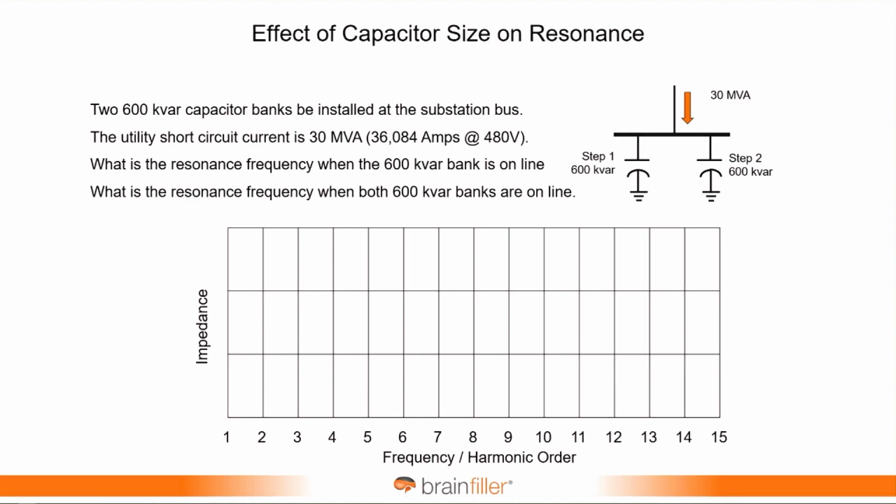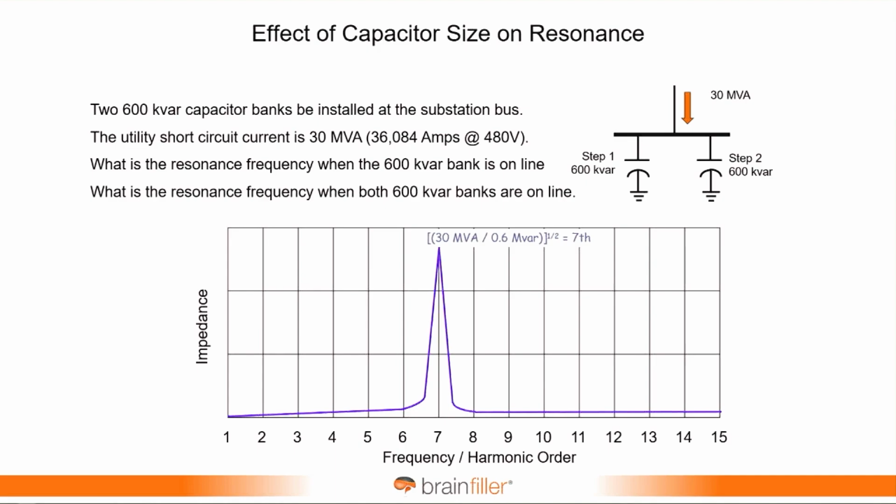When the first step comes online, using our approximation for parallel resonance, we take the short circuit MVA, 30 MVA, divide by the megavar rating of the capacitor, 0.6 megavar. Take the square root, raising it to the 1/2 is the square root. And this shows us that the resonance would be approximately at the 7th harmonic.